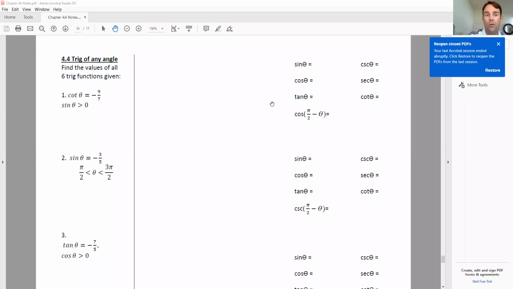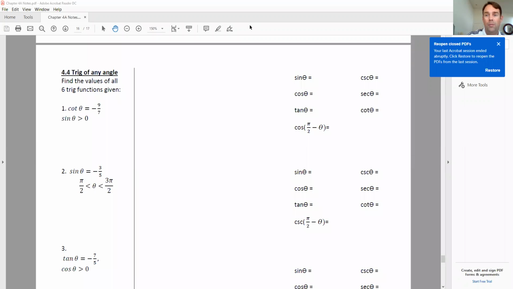All righty, folks. How are we all doing? Good to have you back here for one more little section in our first trig unit.